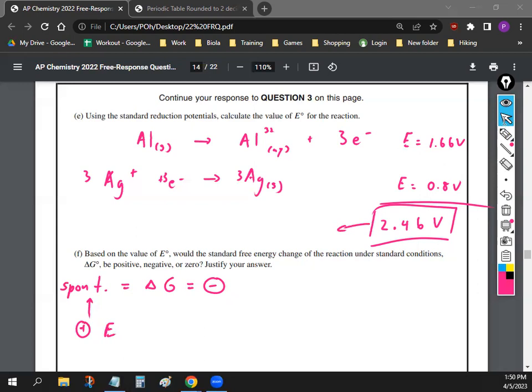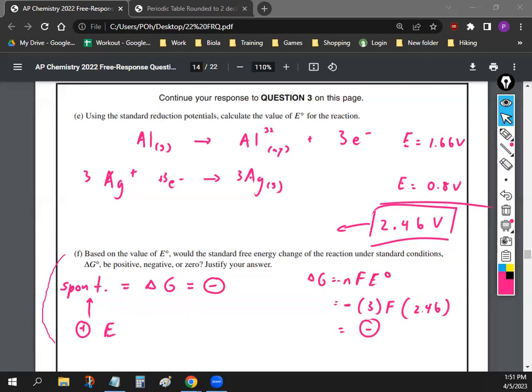Okay. Another way that you guys can actually talk about this is you can use the equation delta G is negative nFE. You plug in a positive number right here. It's negative, and then you've got 3 electrons, you've got Faraday's constant, and we have a positive number, 2.46. So this is obviously going to be a negative number. So that's another way you can prove it. But either way works. Most of you guys would probably go with something like this. All right. And I think that's it.